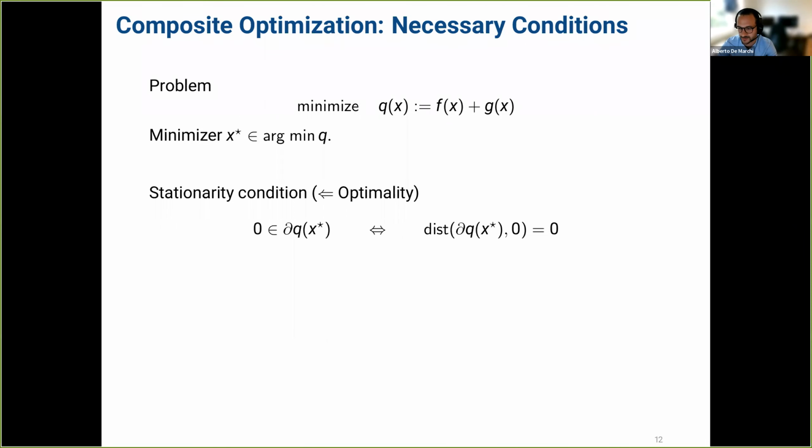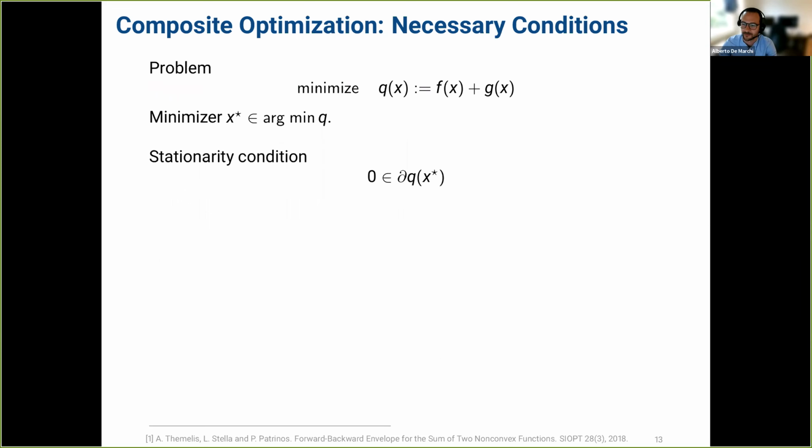Okay, and we can also express this as the fact that the distance of this subdifferential to 0 is equal to 0. We use this to define approximate stationarity. For a point, we say it is epsilon-approximate stationary if this condition is satisfied.